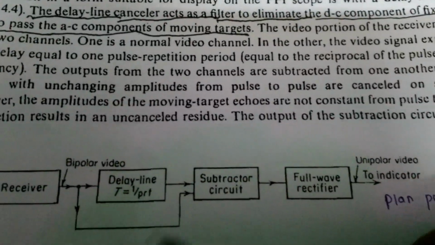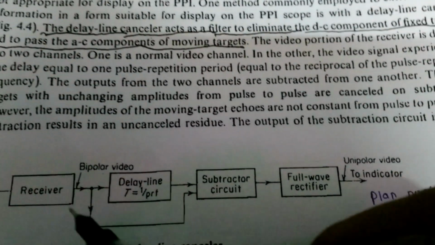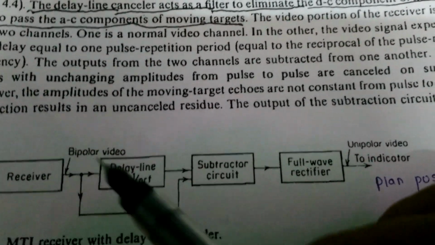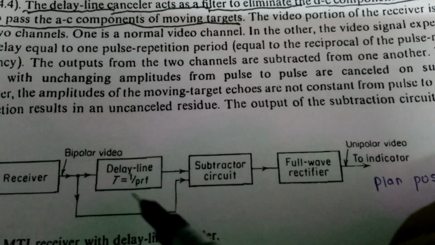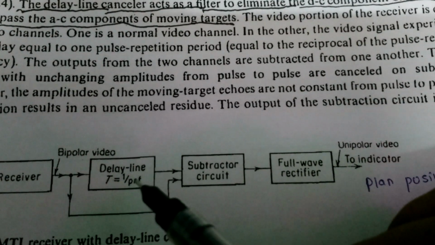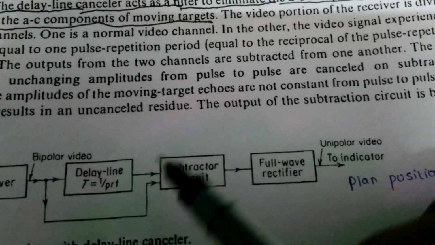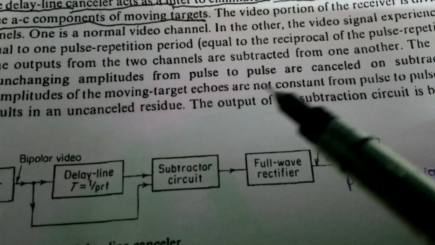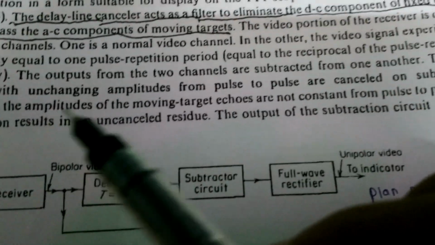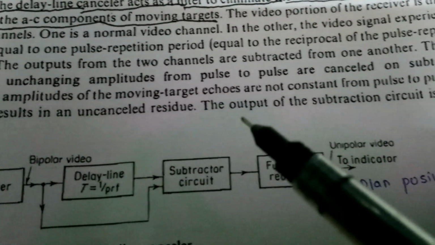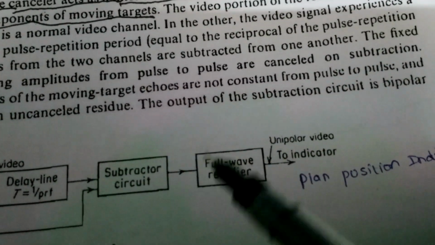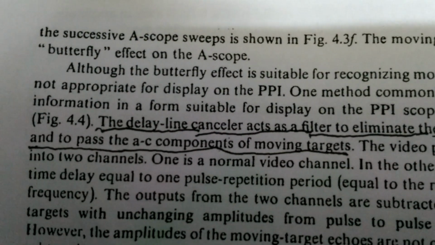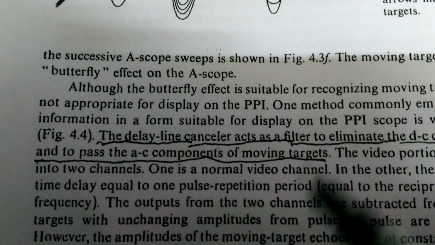If you observe once again, the receiver video portion is divided into two channels. One is a normal video channel, another one is a delay line equal to the reciprocal of pulse repetition frequency, or you can say which is equal to the pulse repetition period. The outputs from the two channels are subtracted from one another. Is it clear? The unchanging amplitudes from pulse to pulse are cancelled on subtraction. Then the moving target amplitudes are not constant, therefore they are not going to be cancelled. Thereafter the bipolar video is going to be converted into unipolar with the help of what? Full wave rectifier. That's it regarding the introduction and principle.